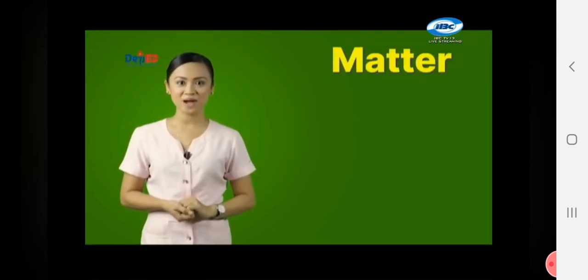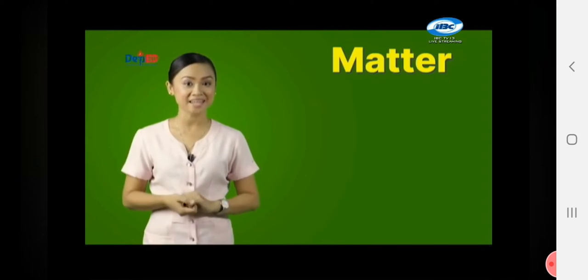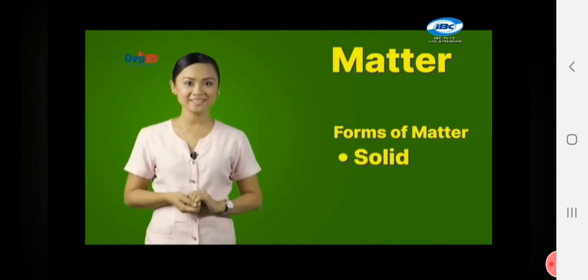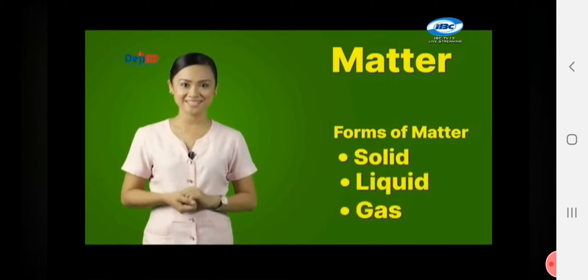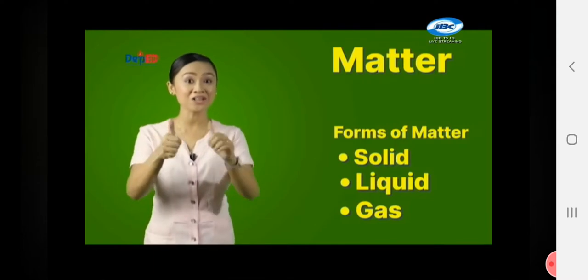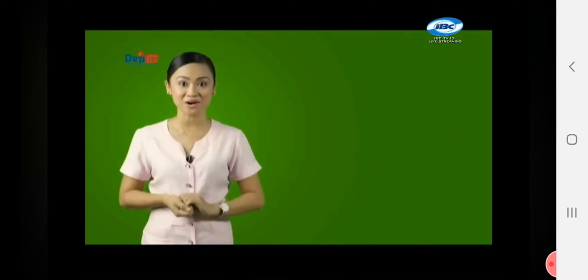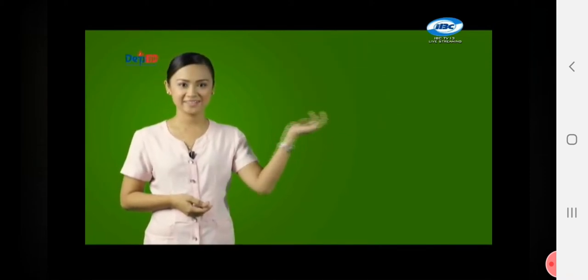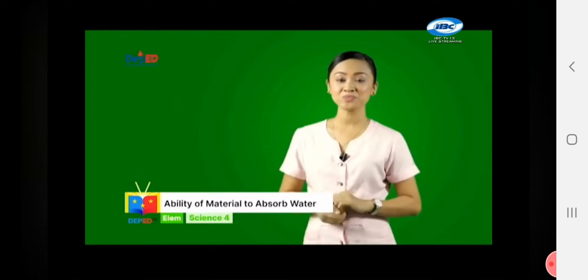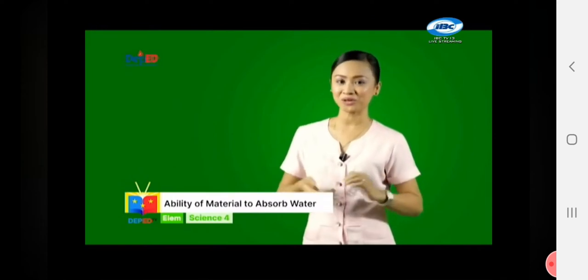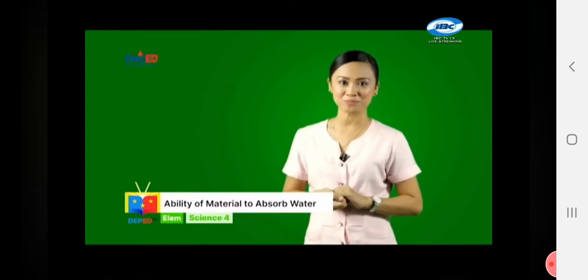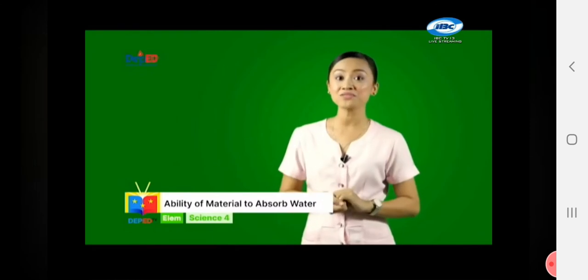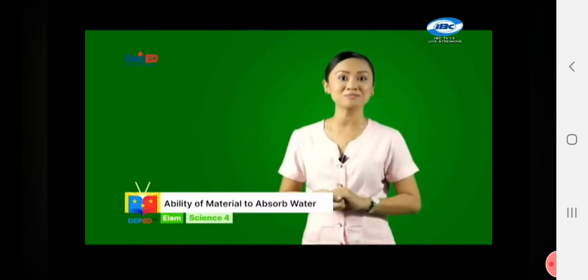Matter is everything around us. It has mass and takes up space. The three forms of matter are solid, liquid, and gas. If you got all of the correct answers, then you deserve your first star. In this lesson, you will be learning more about matter by discovering a special property of materials. You will also learn to classify if the materials have the ability to absorb water.